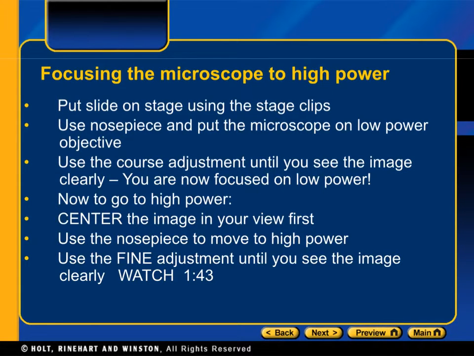Before you go on to high power, you need to center your image in your view, because otherwise you're going to be focusing to the right of it or to the left of it, and you're going to miss it. So once it's centered, then turn it to high power using the nose piece. And then you want to use the fine adjustment knob. You should be able to see it. It might be blurry. Use the fine adjustment knob, which is going to specifically focus it into a more clear view of it, and then you should be all set.